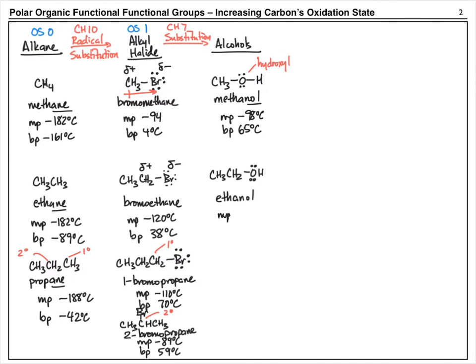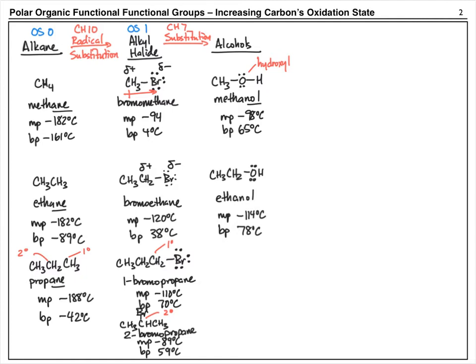The melting point, the boiling point, we're -114. We're now increasing the boiling point slightly. So just like with the alkyl halide, where we had a primary alkyl halide and a secondary alkyl halide, we can have a primary alcohol and a secondary alcohol.